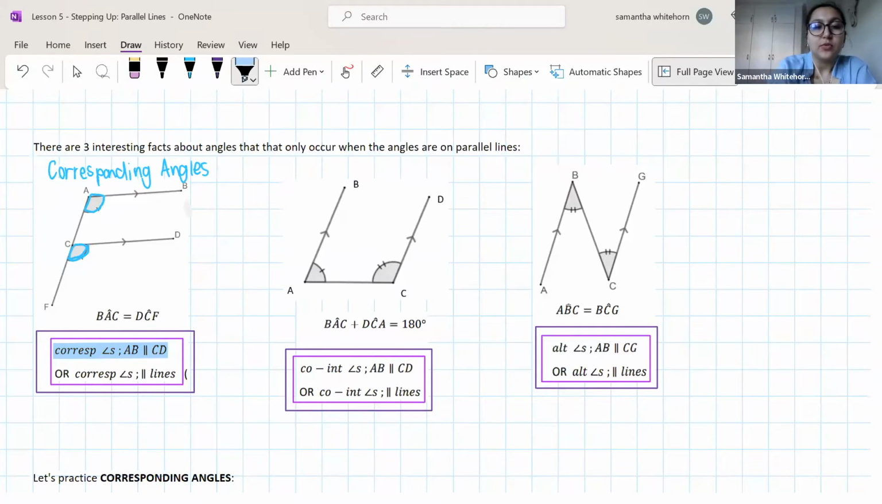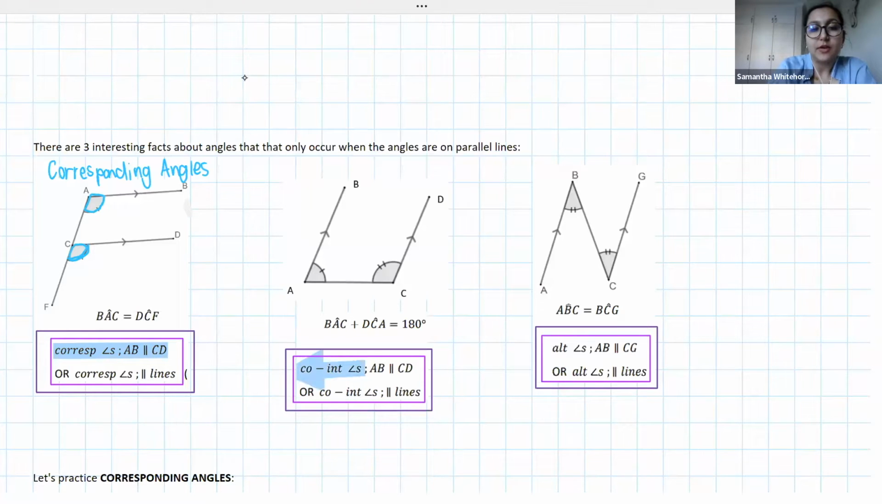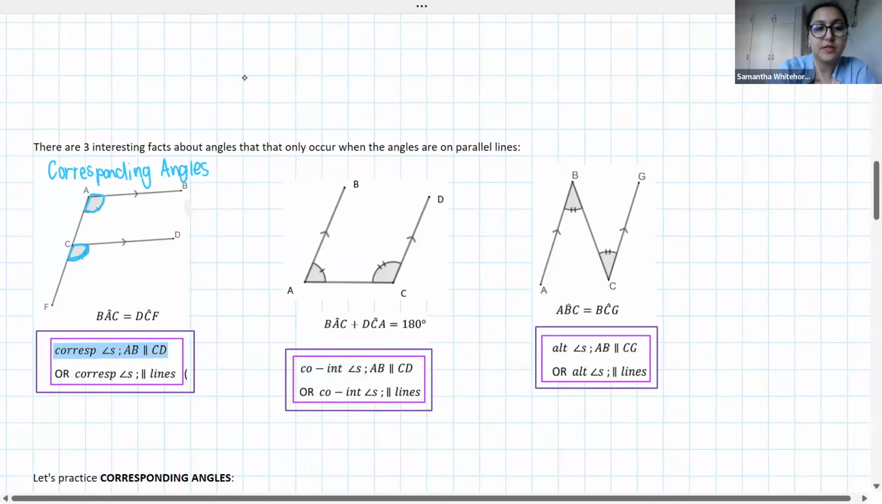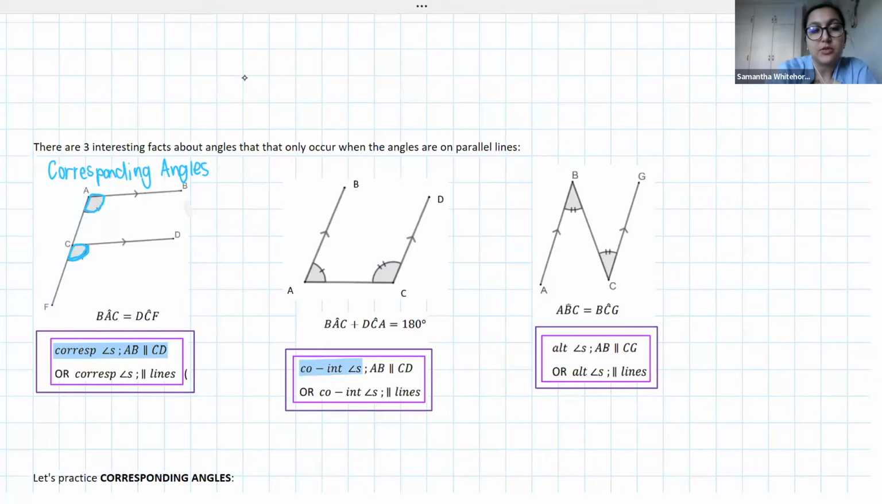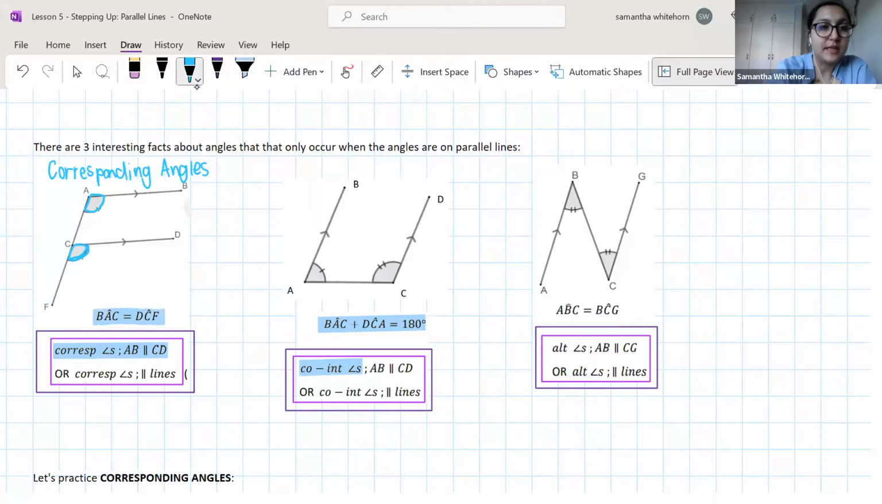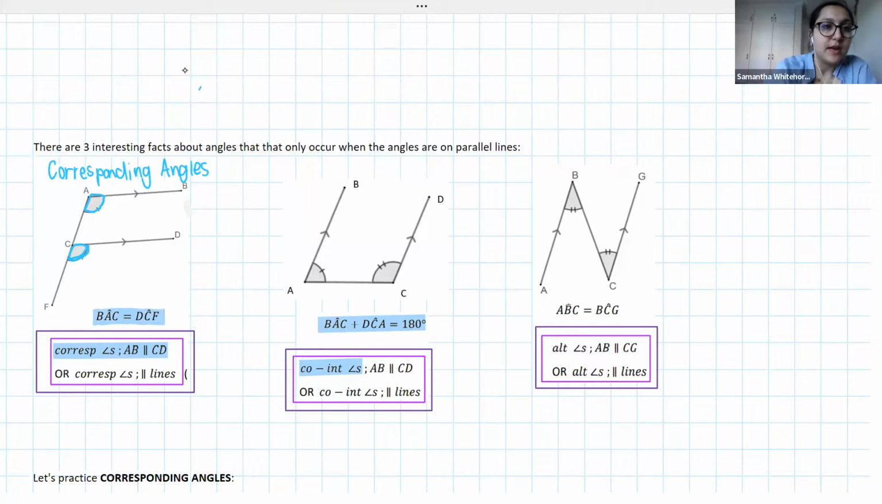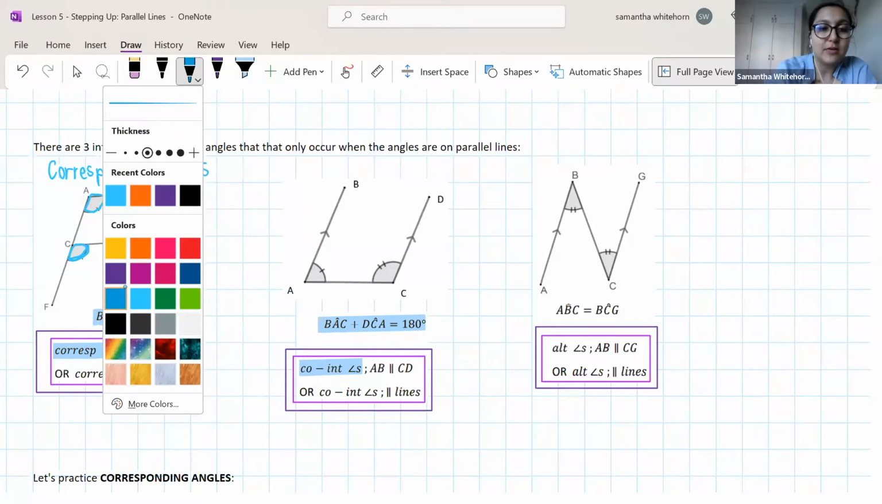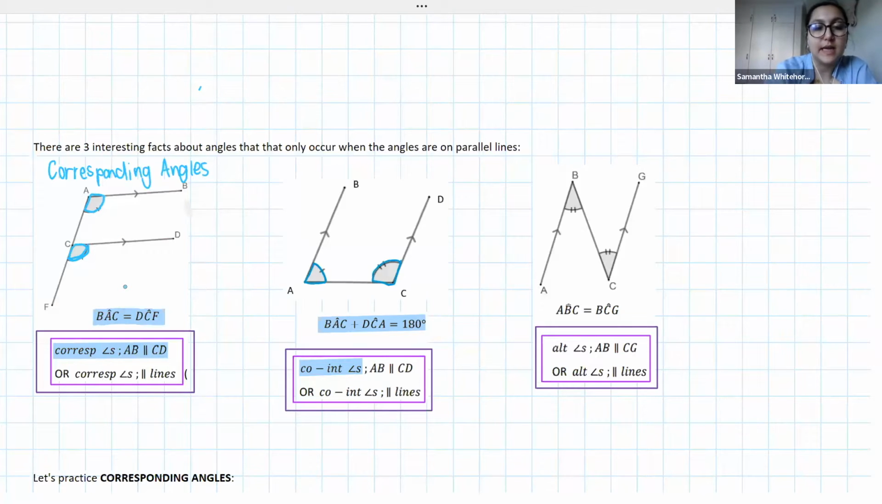The next one that we learned was co-interior angles. This one's a bit different because they're not equal, but they do add up to 180 degrees. Okay, so again, if you have a look in your diagram, we have got the fact that angle BAC, if we add that angle BAC to angle DCA, we will get 180 degrees. That forms the U or the cup or whatever shape you want to think about, as long as it sort of looks like a U or a C or something. Co-interior. We are working with co-interior angles.